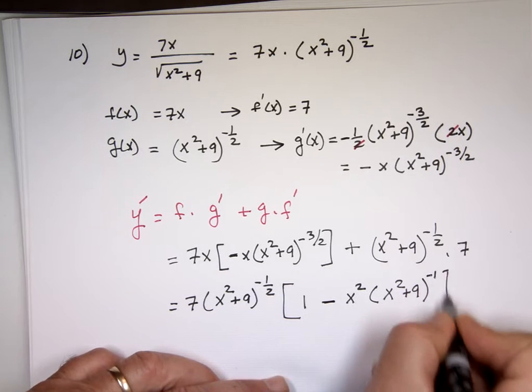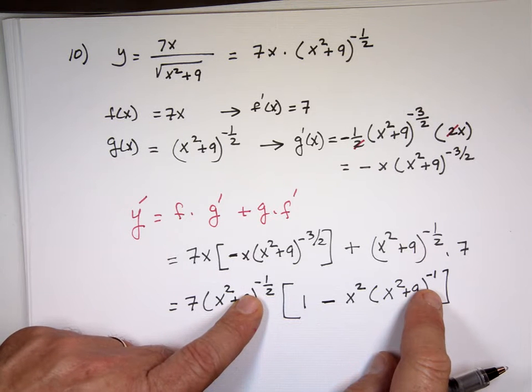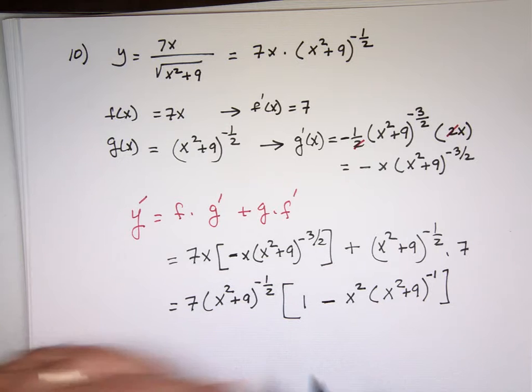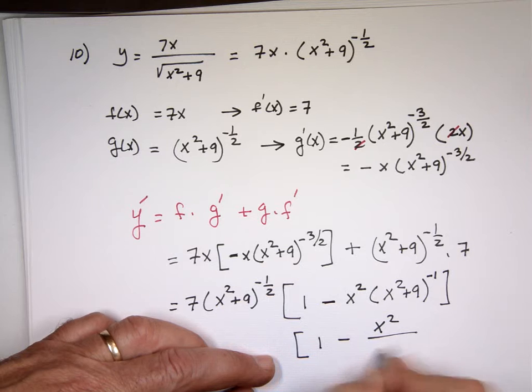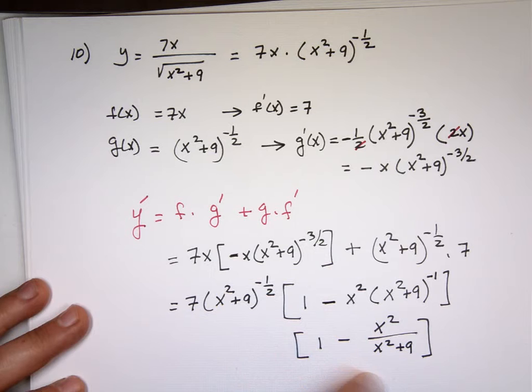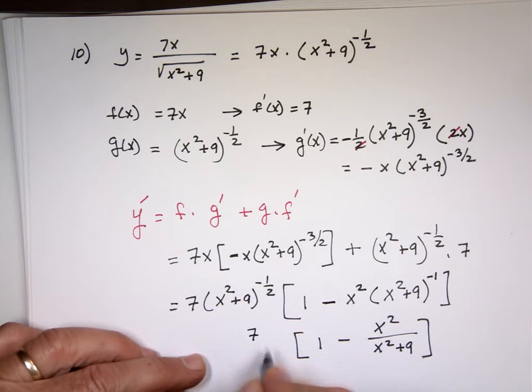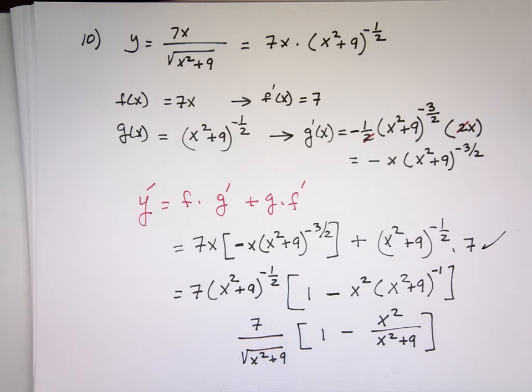Because when you multiply, what do you do with the exponents? You add them, right? So you can write that here: 1 minus x squared over x squared plus 9, if you want to. That piece here. And you can write this as what? 7 over the square root of x squared plus 9. I have no idea how they want the answer. I'll probably leave it like this. But that's an ugly problem regardless of what you do there.